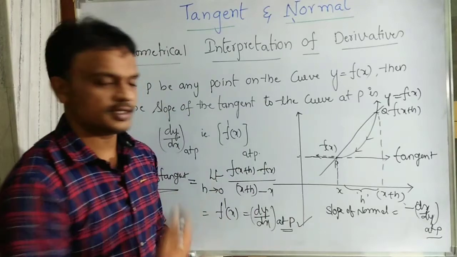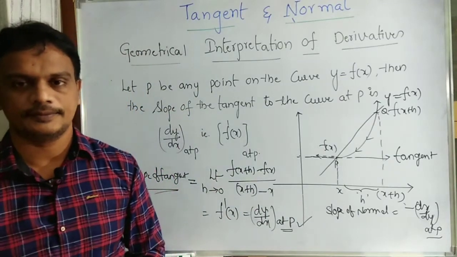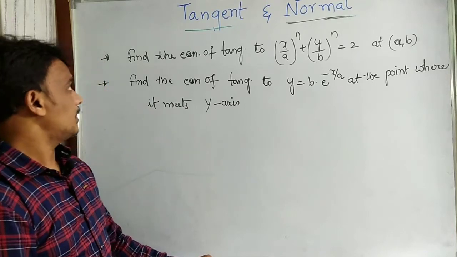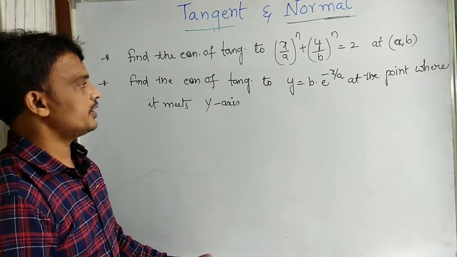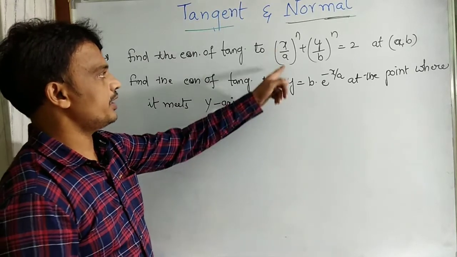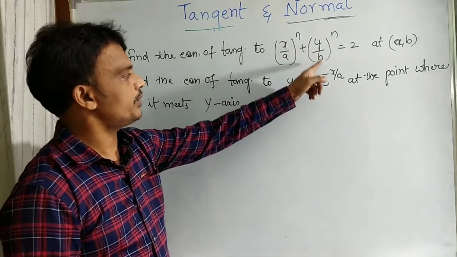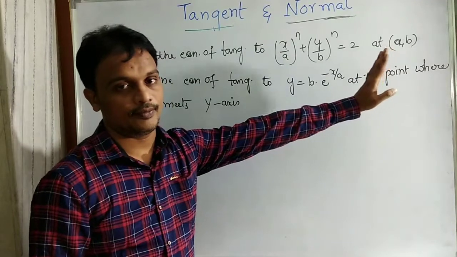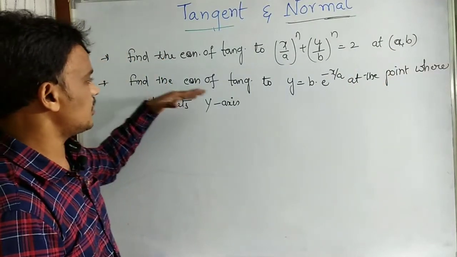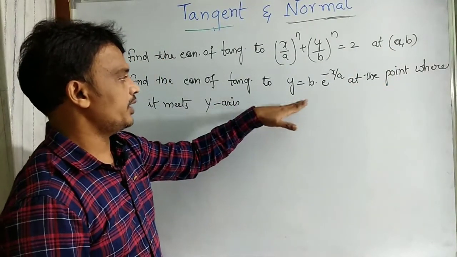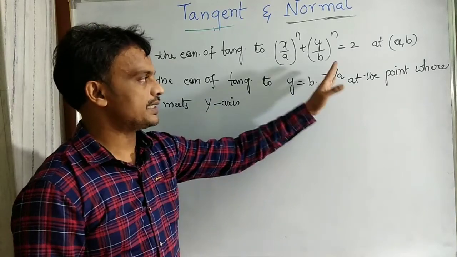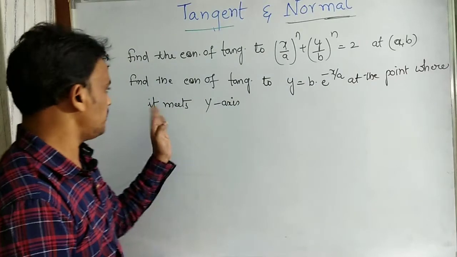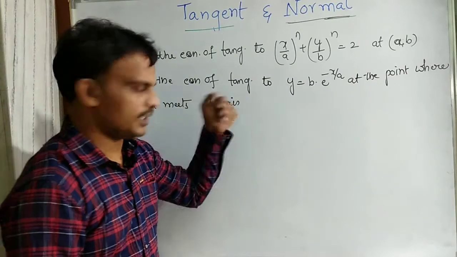Okay, let us discuss some problems. Come on, students. So the first one is: find the equation of the tangent to the curve (x by a) raised to the n plus (y by b) raised to the n equals 2 at the point a comma b. And one more problem, the same as this: the equation of the tangent to the curve y equals b into e power minus x by a at the point, here the point is not given, where the curve meets the y axis. Let us see.